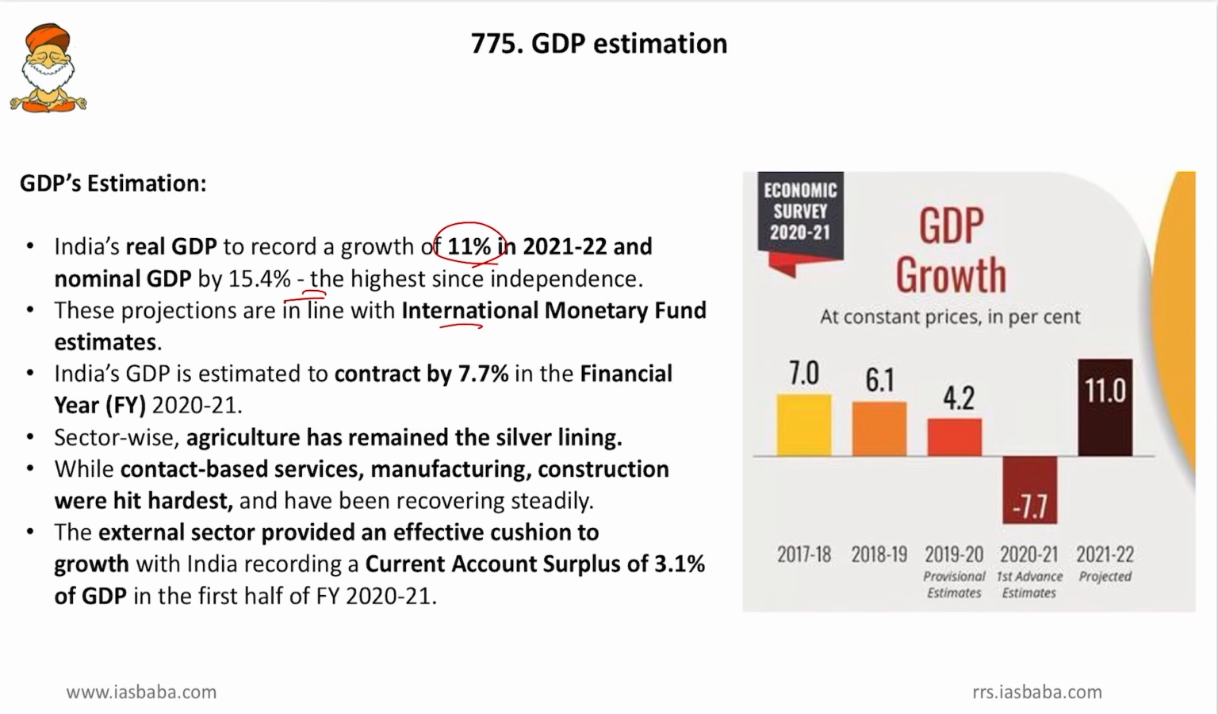Then India's GDP is estimated to contract by 7.7% in the fiscal year 2020-21. Yes, it contracted by 7.7%, and here we can see the contraction. Then coming to sector-wise analysis, agriculture has remained the silver lining. So this was the only sector which grew in spite of the overall economic crunch. Then the contact-based services, the manufacturing sector, and the construction sector were the hardest hit and they have been recovering steadily. So even though they were hit badly, they are recovering. Then the external sector provided an effective cushion to the growth, with India recording a current account surplus of 3.4% of GDP in the first half of fiscal year 2020-21. So these are some of the GDP estimates.